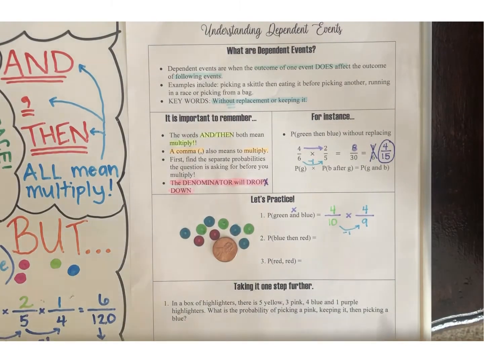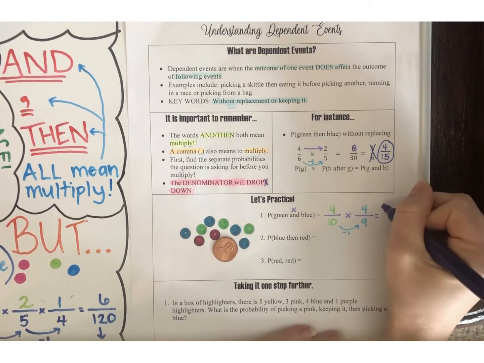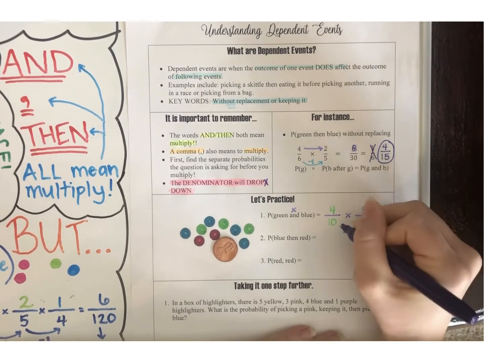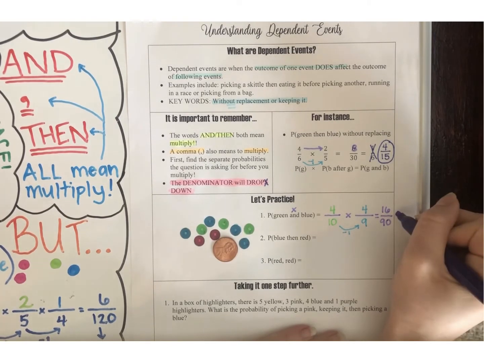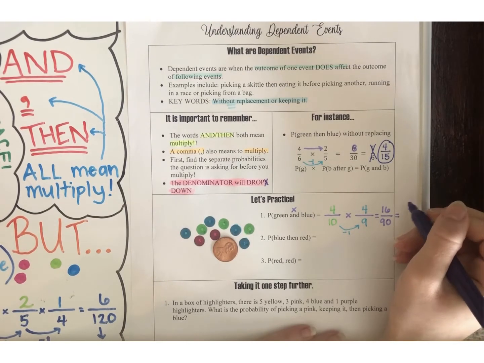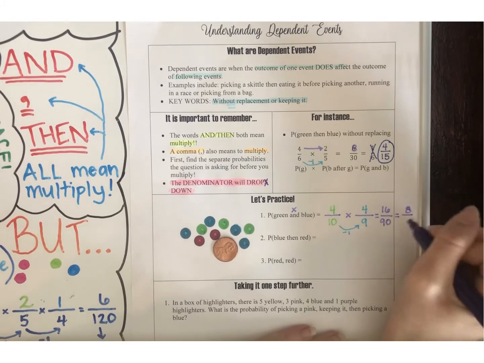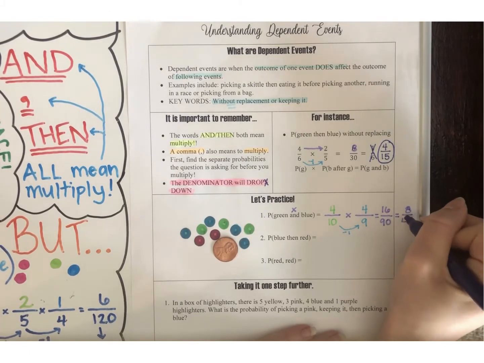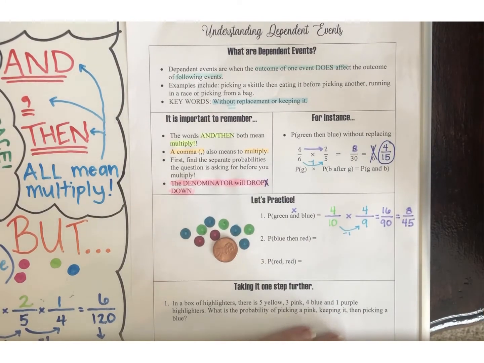So our answer is going to be 4 times 4, which is 16, over 10 times 9, which is 90. Both these numbers are divisible by 2. If we do 16 divided by 2, we get 8. 90 divided by 2 is 45. And that is our simplified answer.